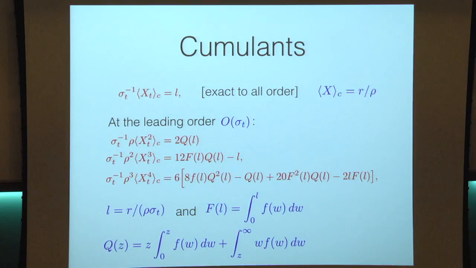You can also go ahead and compute this cumulant generating function, and once you compute it, you can compute the cumulants. The first cumulant is the mean. This is exact to all orders, because the mean is the tag separation divided by the density, so 1 over density is the typical length scale. One can compute all cumulants, and for large L one can show that all these cumulants go like L.